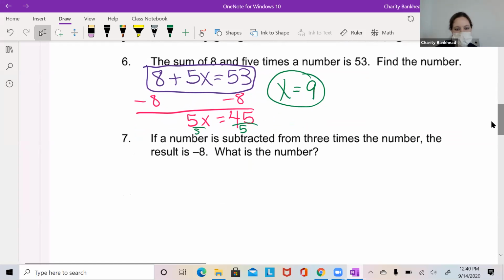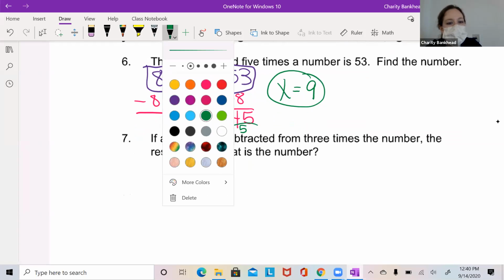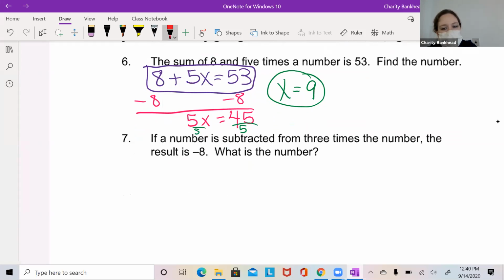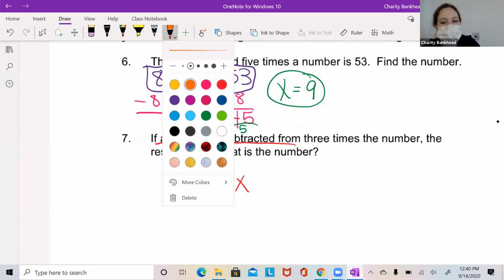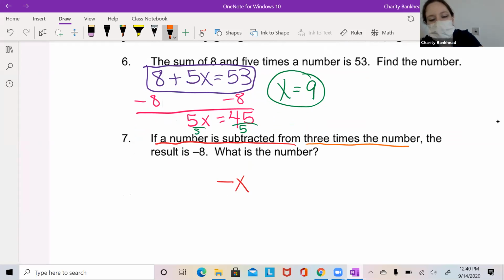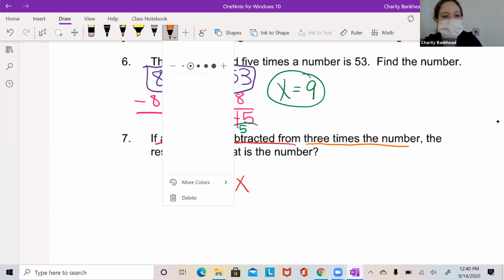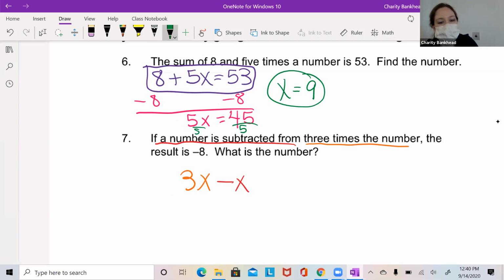Okay. Number 7, if a number is subtracted from 3 times the number, the result is -8. What is the number? So a number is subtracted from, okay, so that's going to be something minus x. So the number is subtracted from 3 times the number, so it's subtracted from 3x. So 3x minus x. And then it says the result is -8. So that equals -8. So that is the equation.